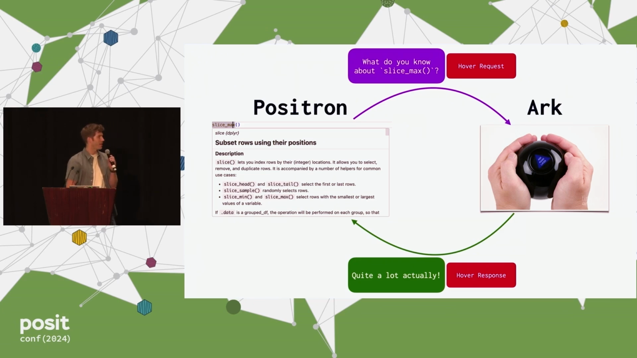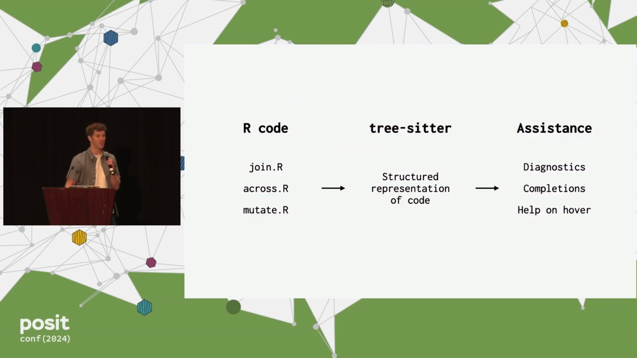Over on the right-hand side here, our Magic 8-Ball, Ark, is doing quite a bit of work to actually send back these responses. And part of the smarts of Ark is wrapped up in a technology called Tree Sitter. Now, the only thing you need to know about Tree Sitter in this talk is that it takes in all of the R code in your project. We run it through Tree Sitter, and it spits out a structured representation of that code, which honestly doesn't even look like R at this point. However, we can use that and power all of the assistance features that we've been talking about today.